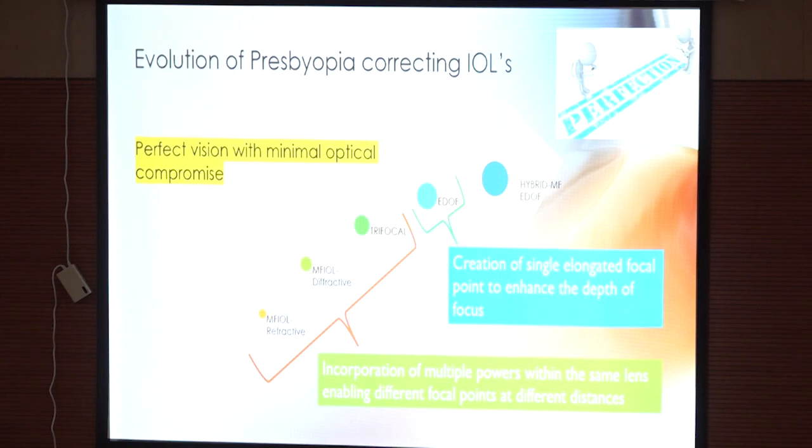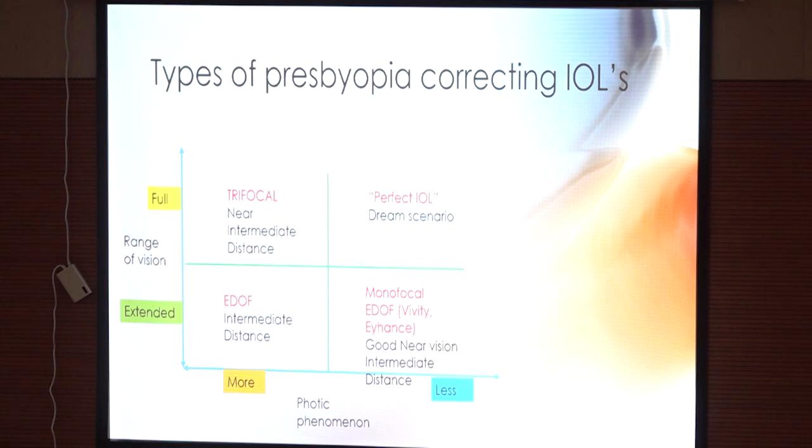Trifocal is now AT LISA or the PanOptix, which they also claim is the quadrifocal. And extended depth of focus is the Symphony or the Vivity. So Vivity is non-diffractive EDOF, and Symphony is diffractive EDOF. And hybrid is Synergy, which has a multifocal plus the diffractive EDOF combined into one. So these are the types of presbyopia correcting IOLs.